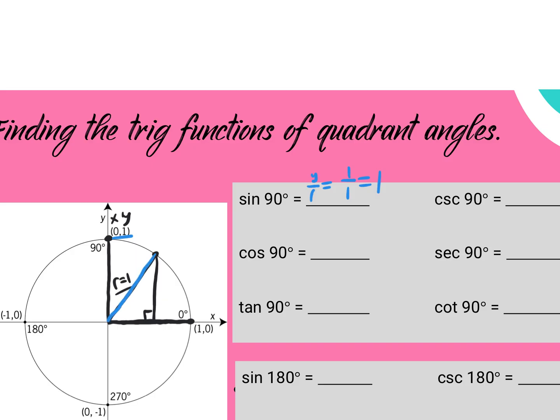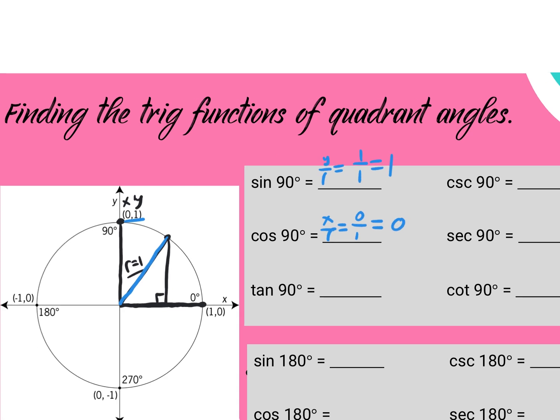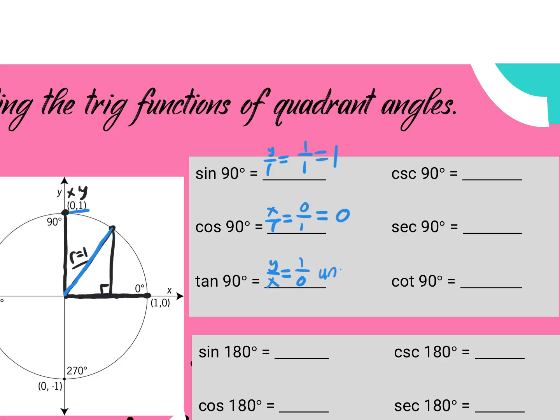All right, and then I have cosine of 90, that's going to be x over r. I already know that at the point at 90 degrees, x is 0 and r is 1. 0 over 1 is just 0. Right, now if I want to find tangent of 90, I know that that's y over x, and I know y is 1 and x is 0. Anything over 0 is undefined. Right, so this does not have an answer for tangent.